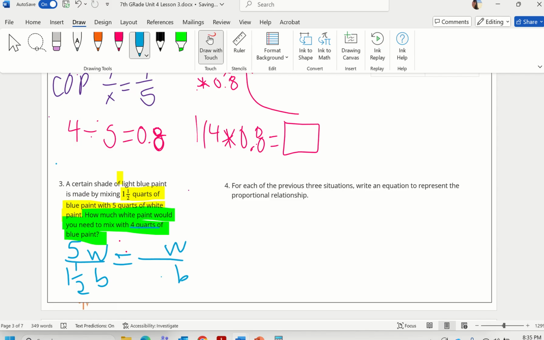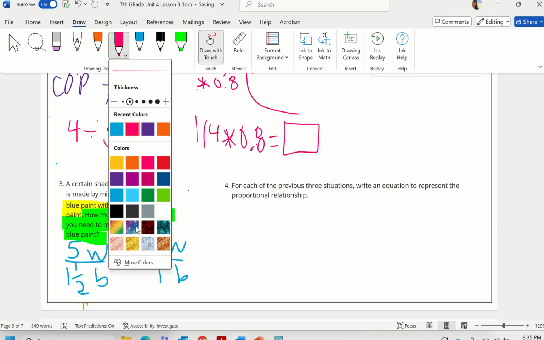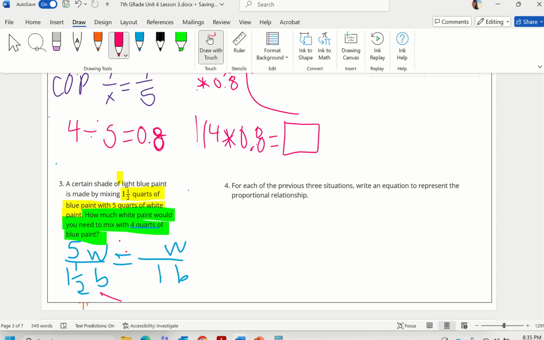If I'm finding my unit rate, I know I'm trying to go from 1.5 to 1. You should be thinking to yourself, what do I have to do to 1.5 to get to 1? And hopefully you're recognizing it's divide by 1.5. And if I'm dividing by 1.5 in my denominator, I also have to divide by 1.5 in my numerator.